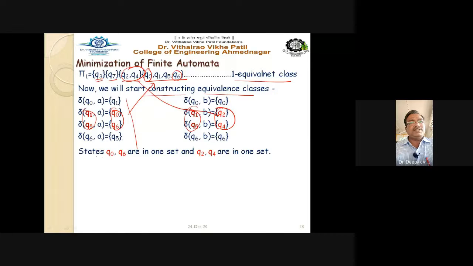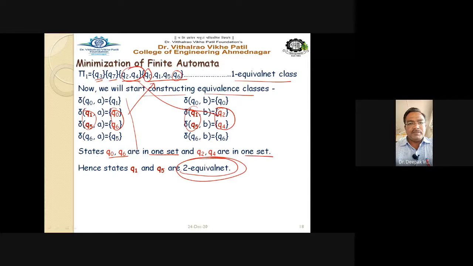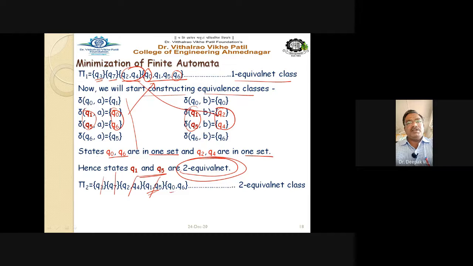So here states Q0, Q6 are in one set and Q2, Q4 are in another set. Hence, the states Q1, Q5 are two equivalent states. Remember this, right? So pi 2 we have written here: Q3 as it is, Q7, then Q2, Q4 taken as it is, and one new set we have found, that is Q1, Q5, and the remaining is Q0, Q6. Further partition is not possible here.